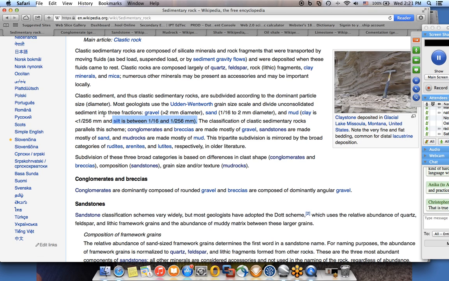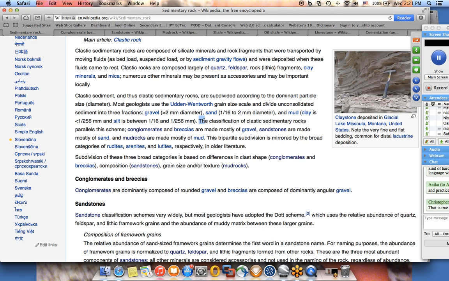So this is the loose unconsolidated sediment, there's three fractions: gravel, sand, and mud. And mud is clay or silt. Can you see how that makes sense now as you read it? Okay, yeah, that makes sense.